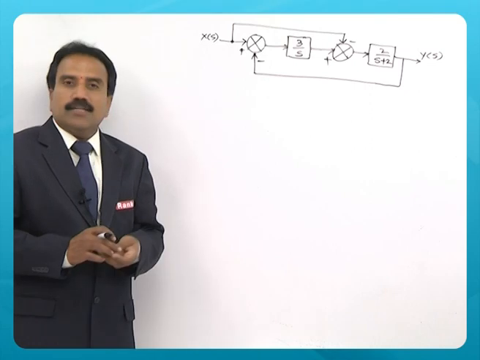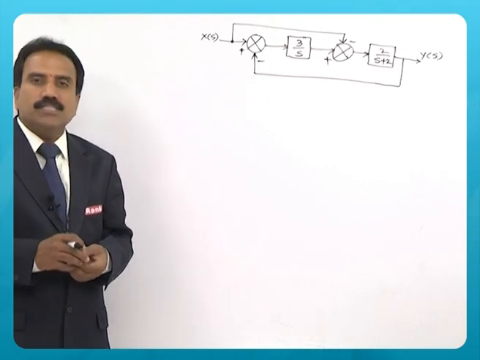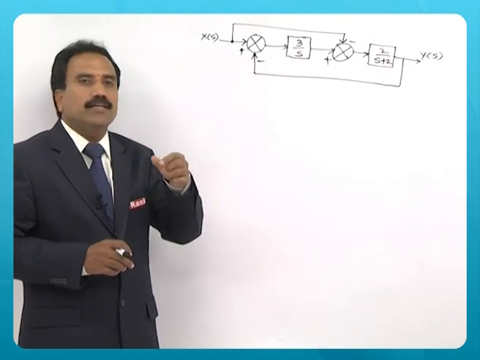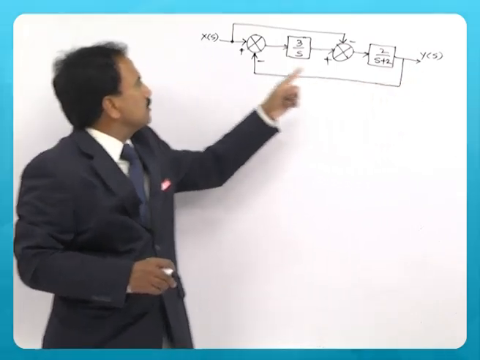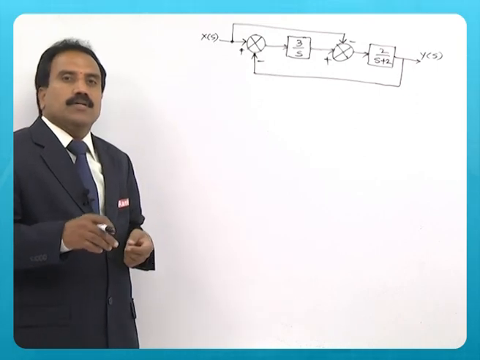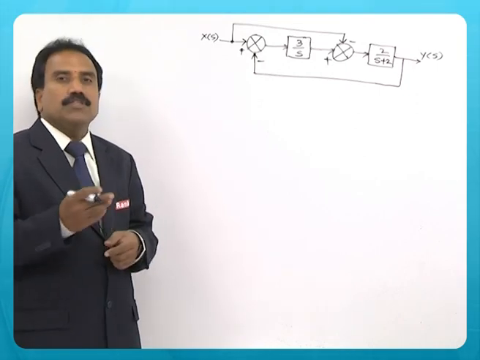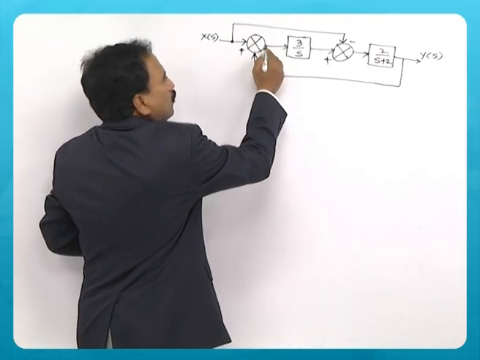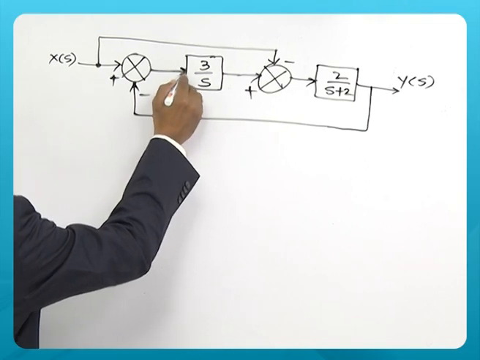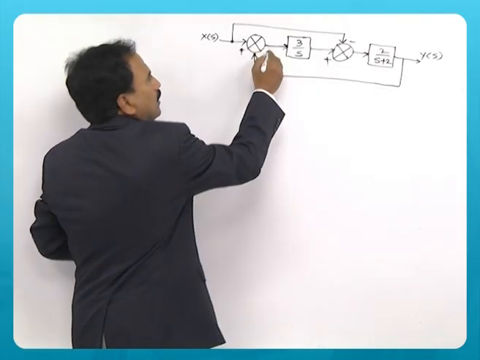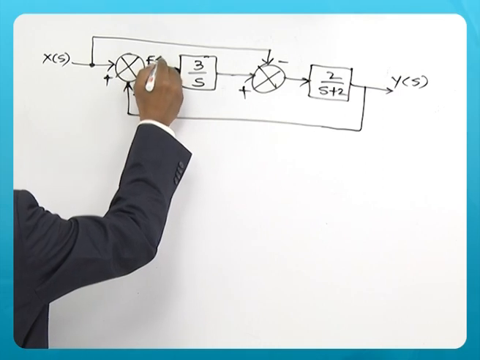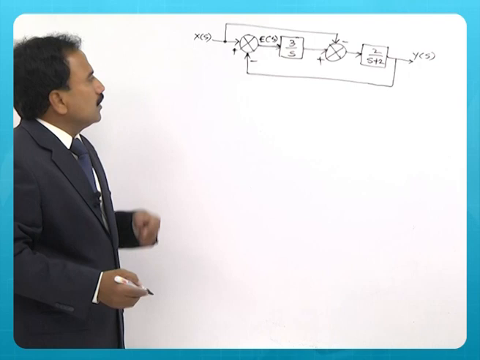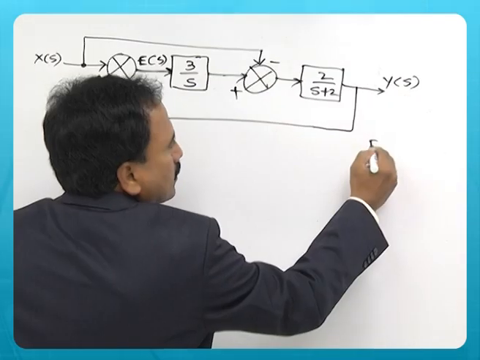This is the block diagram we discussed in the previous example, drawing a signal flow graph and finding y of s by x of s. And in one of the question papers, it also appeared that the output of this summing point is E of s. So what is E of s by x of s?